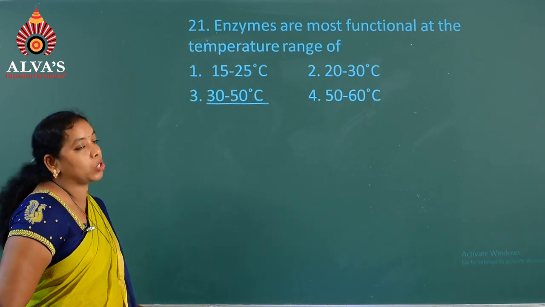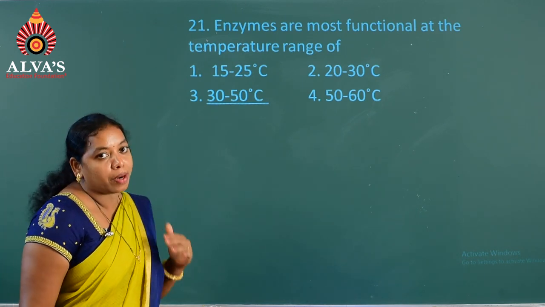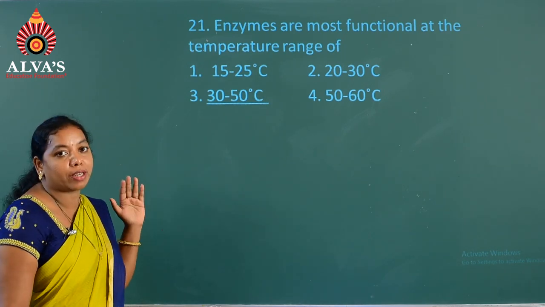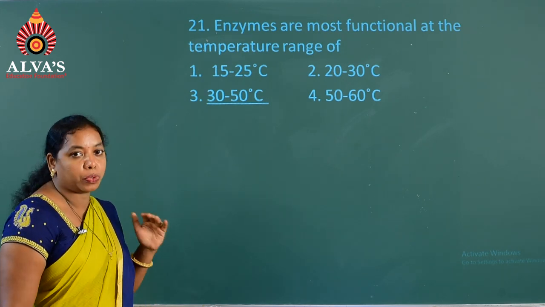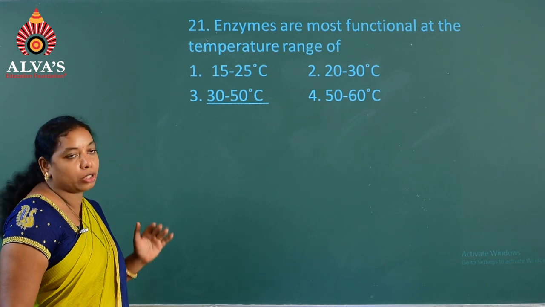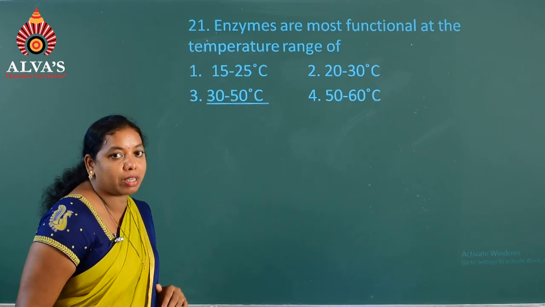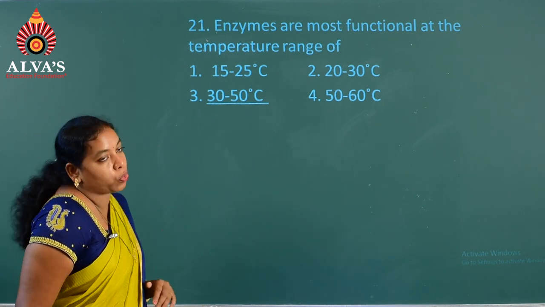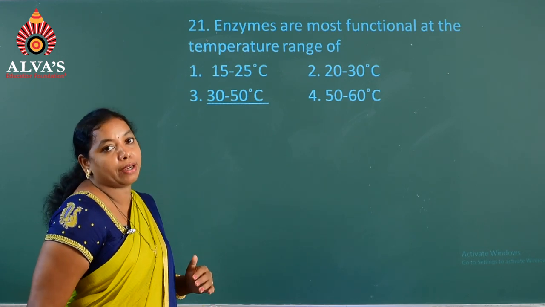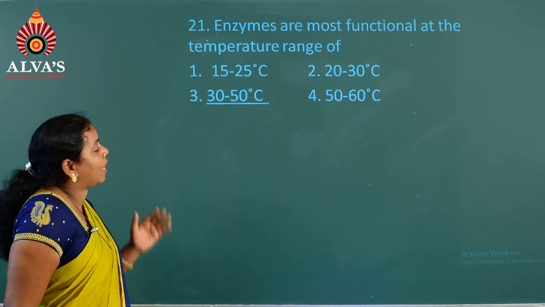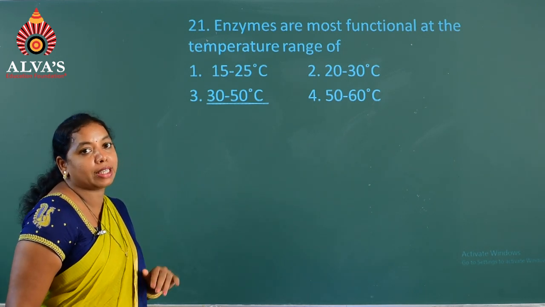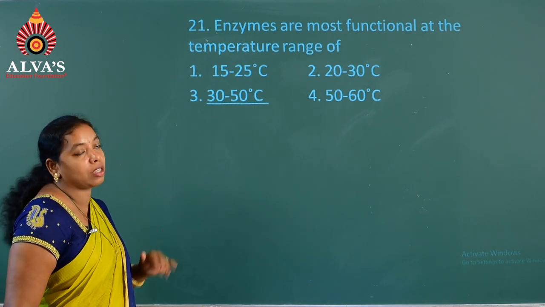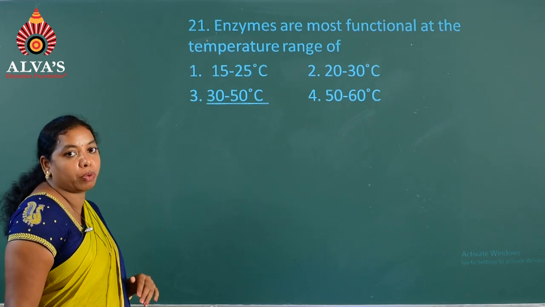We go to the next question, that is question number 21. Enzymes are most functional at the temperature range of: the first option is 15 to 25 degrees Celsius, second 20 to 30 degrees Celsius, third 30 to 50 degrees Celsius, and fourth 50 to 60 degrees Celsius. The right option is 30 to 50 degrees Celsius. Enzymes show maximum activity at the optimum temperature. The optimum temperature lies between 30 to 50, that is 45 degrees Celsius, which is a very specific optimum temperature for enzyme action. Hence, option 3 is the right answer for question number 21.